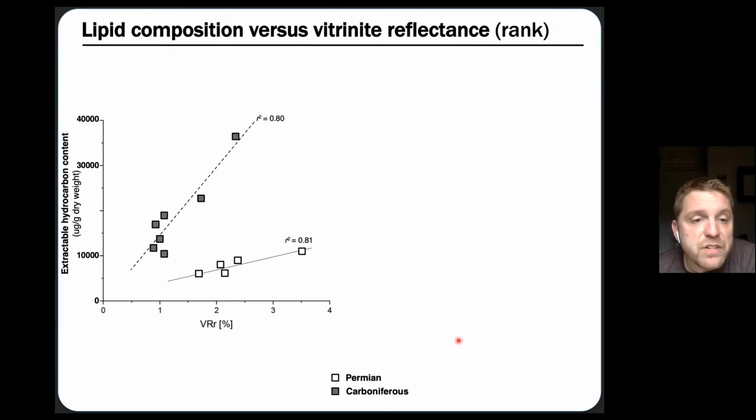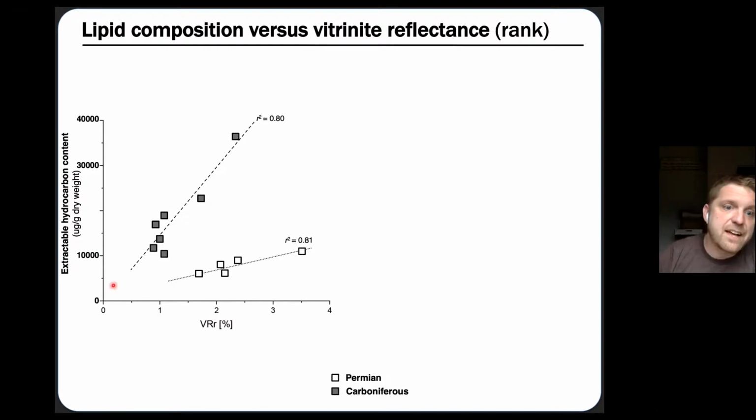We can then take the relative data gleaned from the last slide and actually compare the amount of extractable hydrocarbon content, basically integrate underneath the chromatograms we just looked at, and compare that to the vitrinite reflectance for those respective samples.